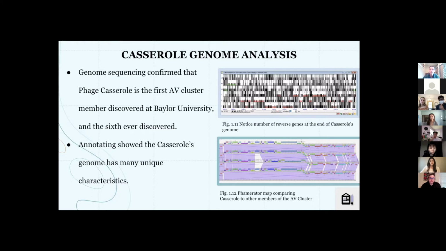This is important because the significance of a cluster is that each phage within that cluster has 50% similar genes. So once we have verified that phage Casserole has 50% or more of these genes, that means that it is definitely part of the AV cluster and allows us to confirm that the genes present there do exist.